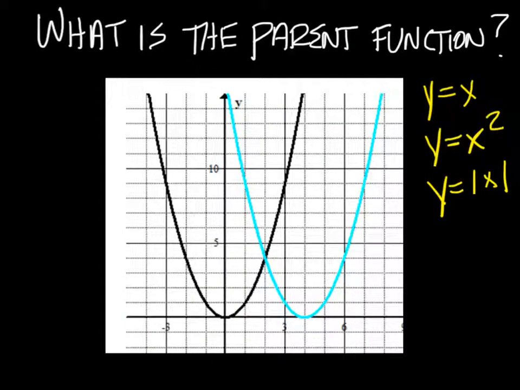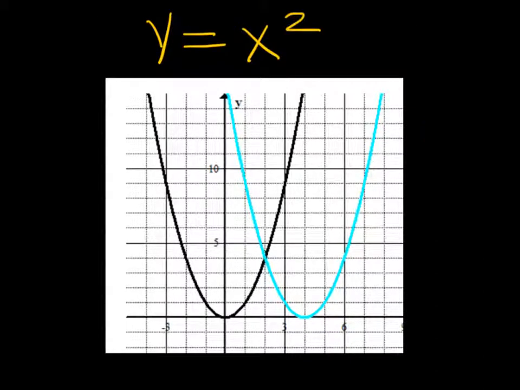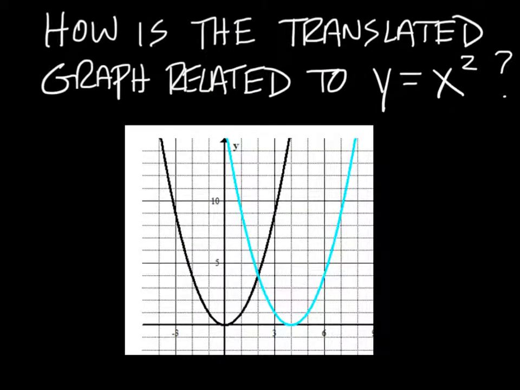What is the parent function? Is it the black function in this case, or is it the blue one? It is the black one, right. And that is y equals x squared. We've graphed that a number of times. How is the translated graph related to y equals x squared?